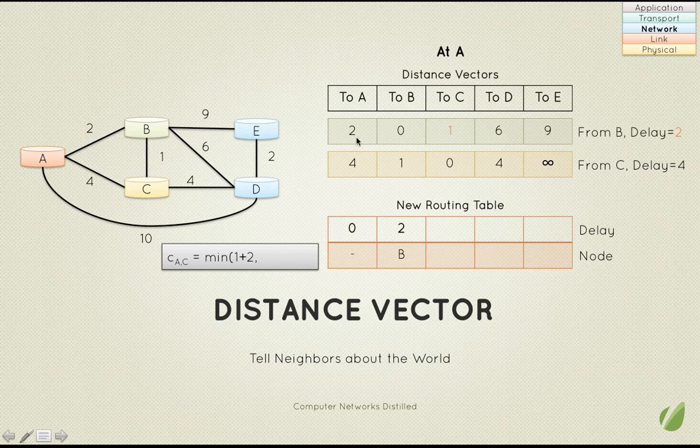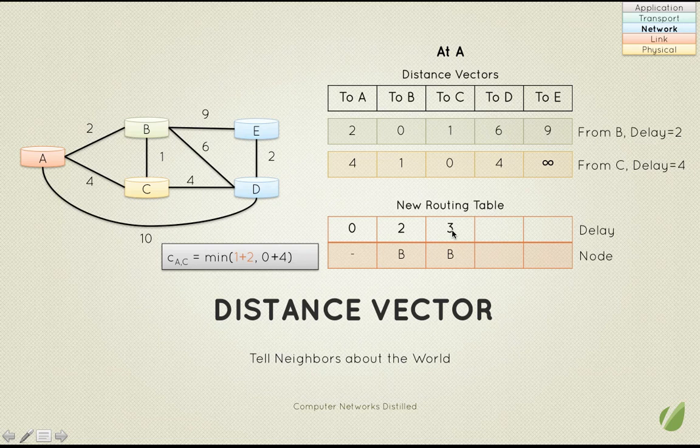As we keep going, let's evaluate the cost from A to C. Well, A knows that it can get to C in 1 through B plus the delay to B, which is 2. Or it can get to C directly at a cost of 4. And C can get to C with 0. In this case, we actually have found some new information here. What's the minimum of 1 plus 2, or 0 plus 4? 3 is smaller than 4, so it's faster to get to C through B than simply by going straight to C. So in this case, we store that we can get to C through B with a delay of 3.